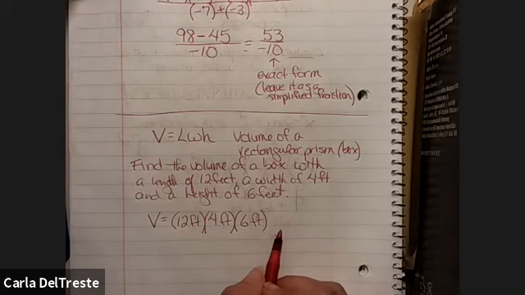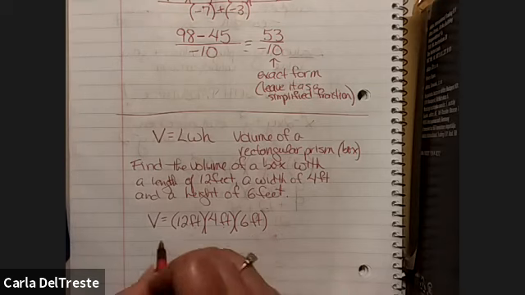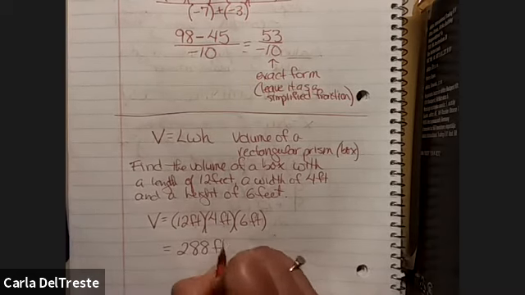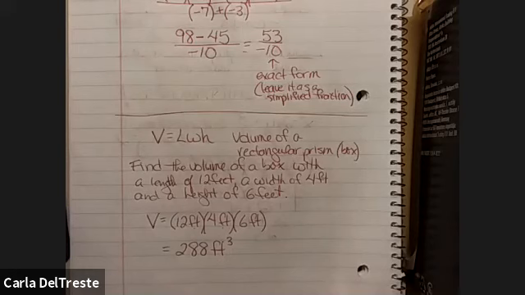The rest of the numbers you can multiply. You can use your calculator to help. This answer should be 288 feet cubed, or cubic feet, depending on how you want to write that. But when it comes to a word problem, remember I said in a previous video, words answer words. So at the very least, you have to have units on your answer.